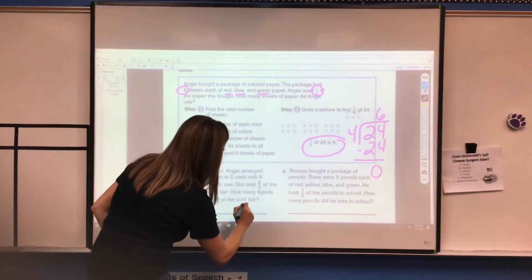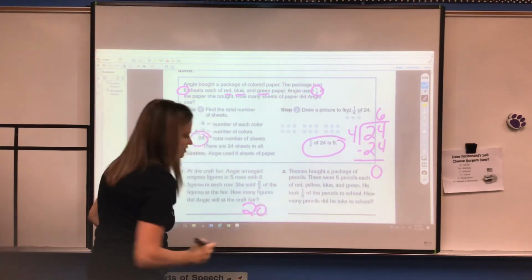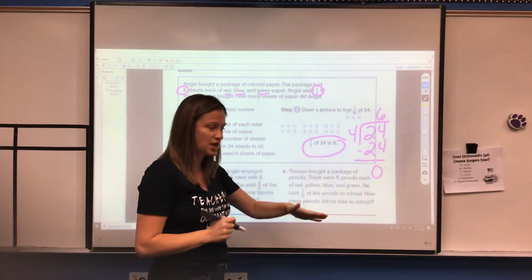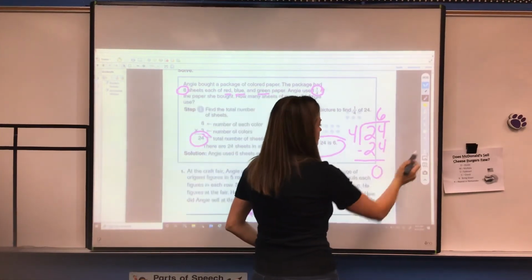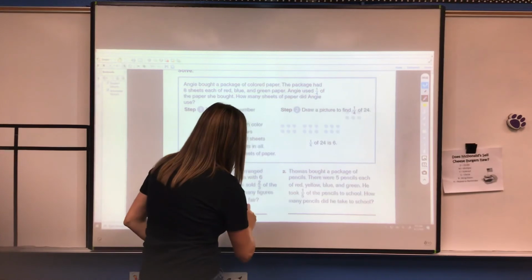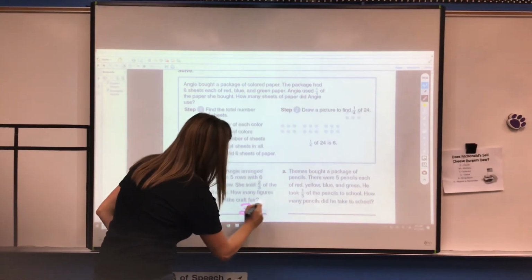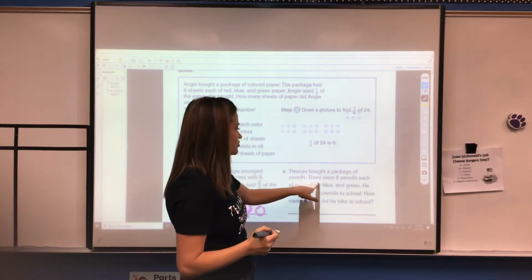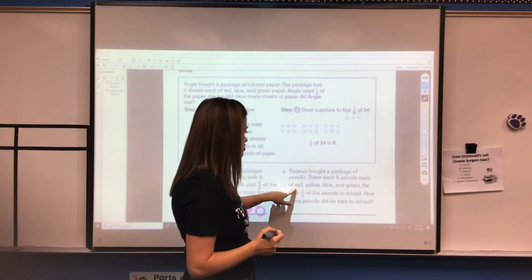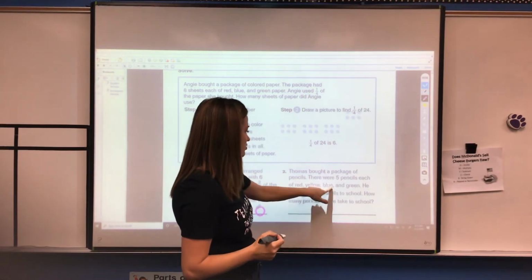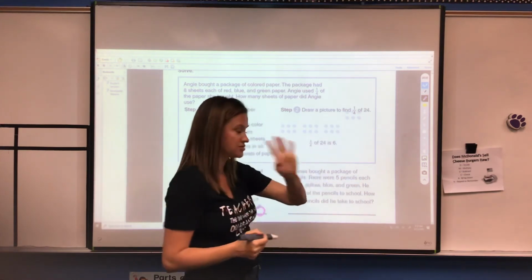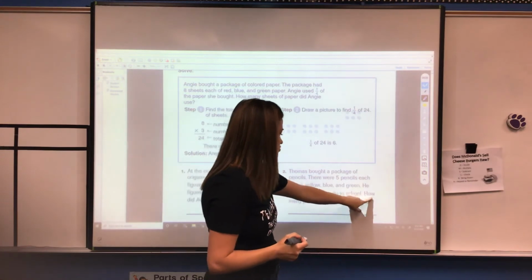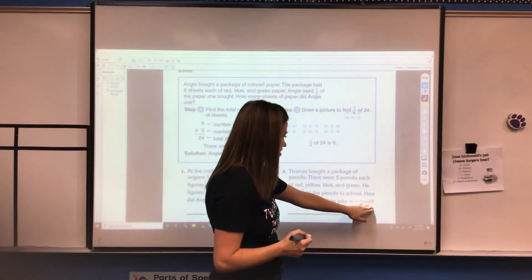So you're going to go ahead and put 20 there. I'm not going to do number 2 for you. I want you to try to do it on your own, but I will guide you there. It says Thomas bought a package of pencils. There were 5 pencils in each of red, yellow, blue, and green. So that means 4 different colors. He took 1/5 of the pencils to school. How many pencils did he take to school?